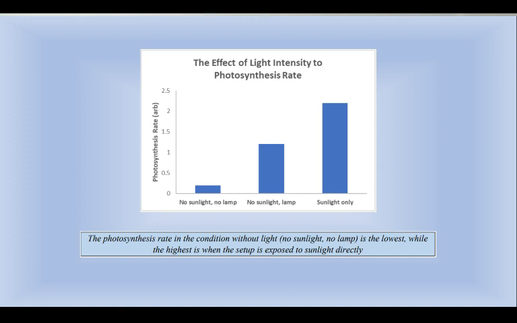This graph looks good. However, this graph still does not answer our question. The message you can get from this graph is that the photosynthesis rate in the condition without light, no sunlight, no lamp, is the lowest, while the highest is when the setup is exposed to sunlight directly. Once again, our goal is to prove that if the light intensity is increased, the rate of photosynthesis will be increased up to a certain point until there is no longer any effect.